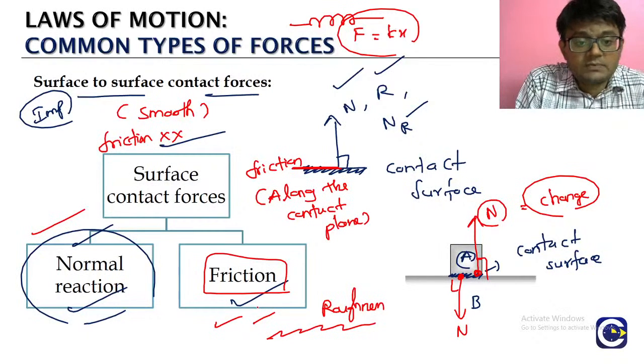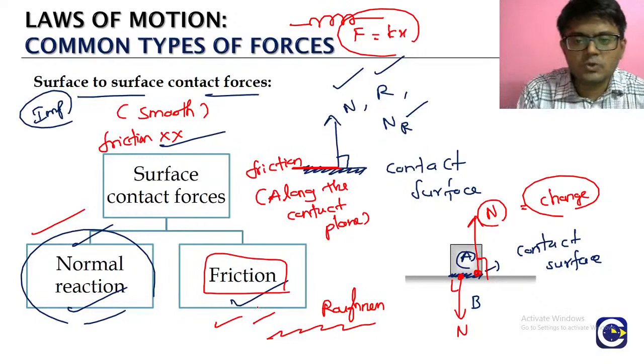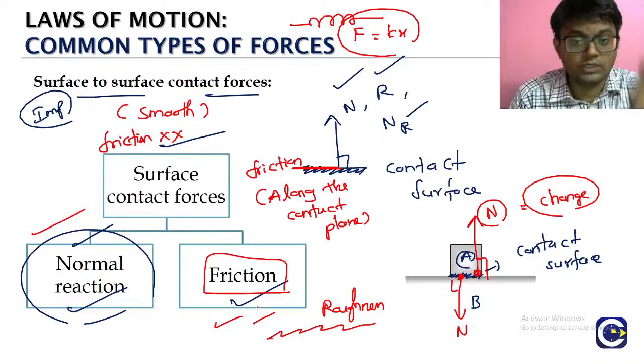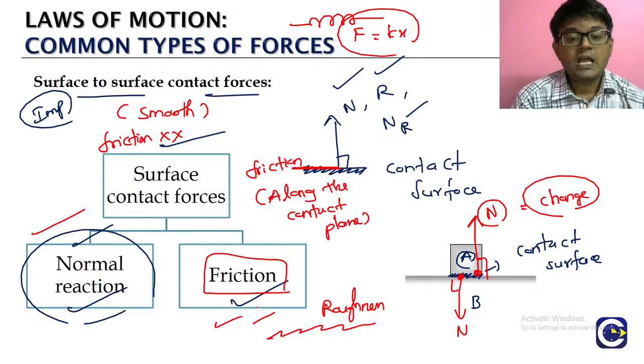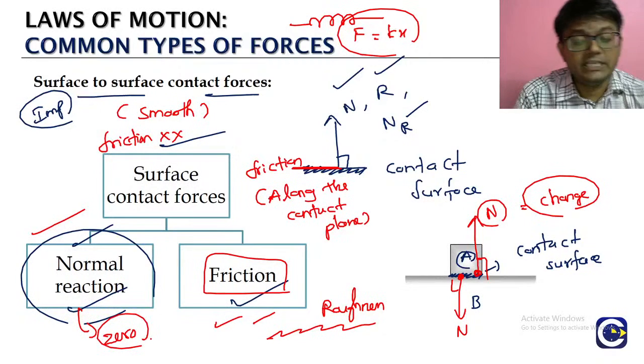So for now, what is the assumption we are going with? We are going with the smooth surface assumption. For smooth surfaces, there will be no frictional force acting along the contact plane. There is going to be only the normal reaction. And normal reaction also can become zero. This is an important condition that we'll use while solving problems.